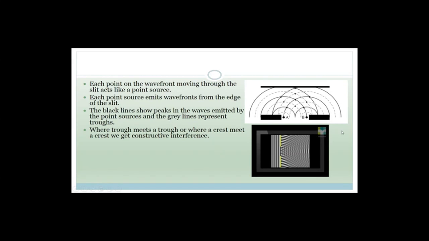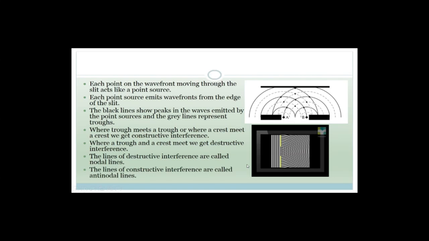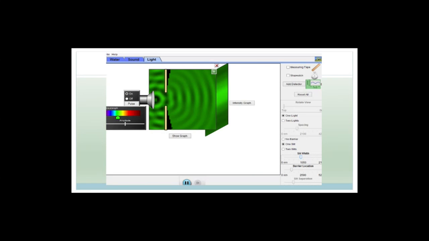And what happens is that you can see it goes on, but it's very obvious where the nodal lines and antinodal lines are. And the antinodal lines, like I said, are the inverse of the nodal lines. Right, so where crest and trough meet, we get destructive interference, and the lines of destructive interference are called nodal lines. The lines of constructive interference are called antinodal lines.